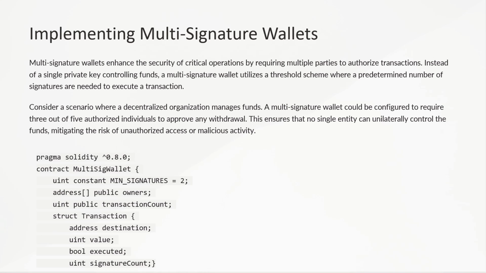Consider a scenario where a decentralized organization manages funds. A multi-signature wallet could be configured to require 3 out of 5 authorized individuals to approve any withdrawal. This ensures that no single entity can unilaterally control the funds, mitigating the risk of unauthorized access or malicious activity. Let's look into this through the MultiSigWallet contract.